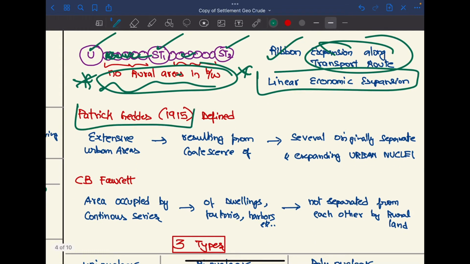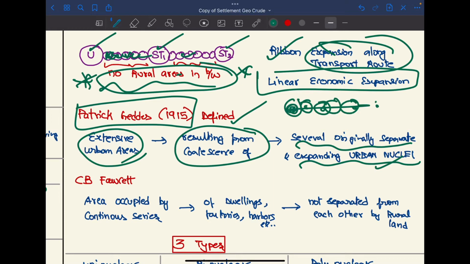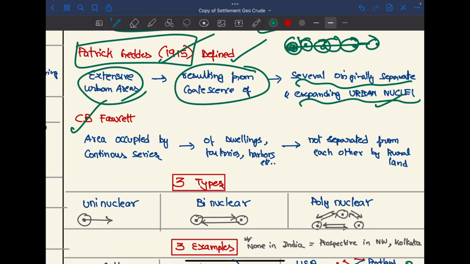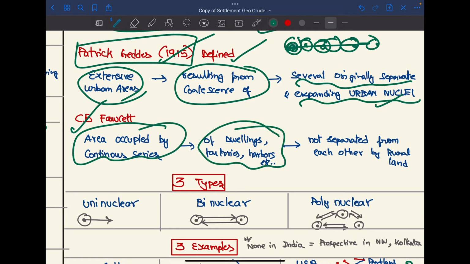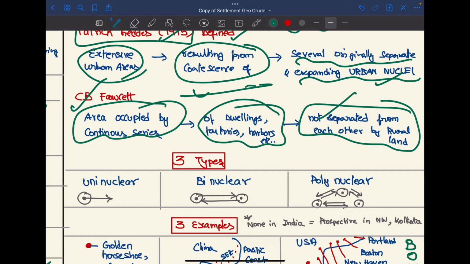Patrick Geddes in 1915 defined it as extensive urban areas resulting from coalescence of several originally separate nuclei. That is, there are several main cities, their influence grows, and this way the conurbation is formed. Next, C.B. Fawcett defined this as an area occupied by continuous resort dwellings, factories, harbors, etc., not separated by rural land. Basically, there should not be any rural land in between.